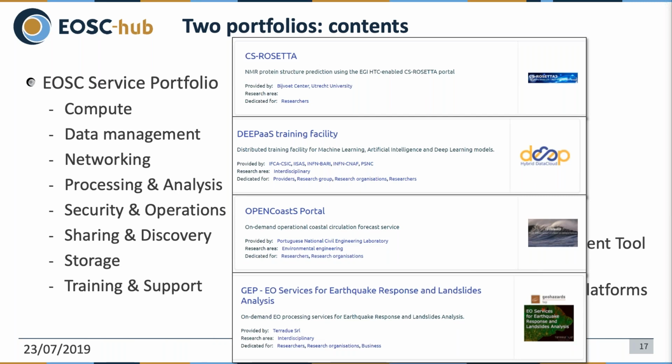This one's also rather interesting. This is a service which provides on-demand processing for responses to earthquakes and landslides. So when you need to do really urgent data analysis to understand the impact of an earthquake or a landslide, these are the guys to talk to. This is provided by Terradue, who I think are a commercial provider as well. So that's quite interesting. There are commercial providers or provision for them within EOSC. So this gives you an idea of the breadth of service that we're seeing in the service portfolio.